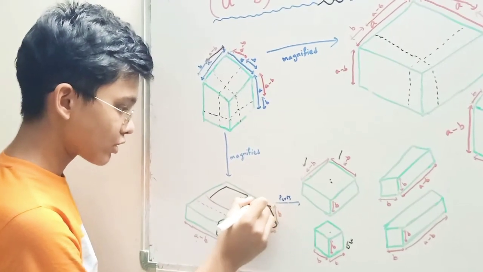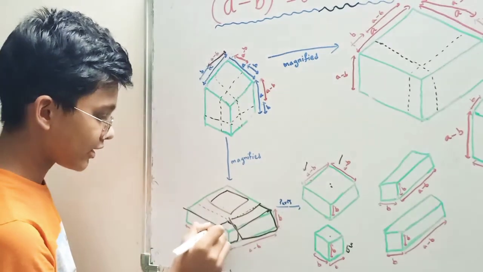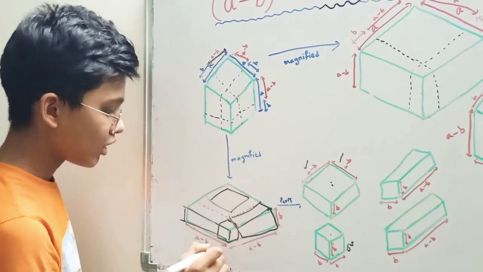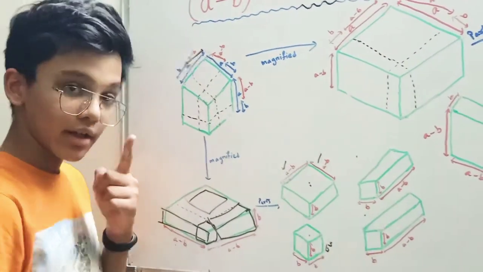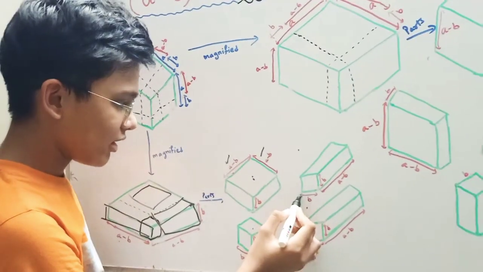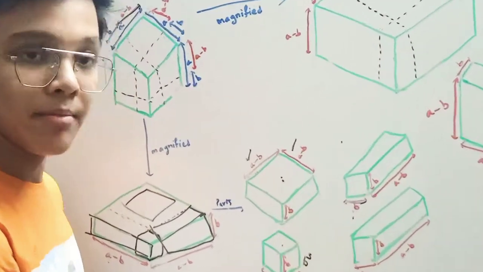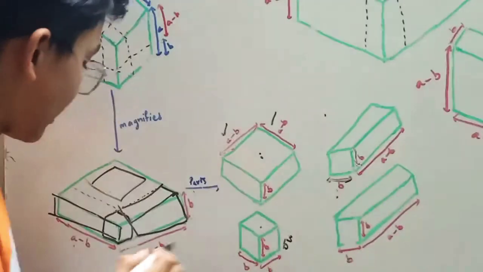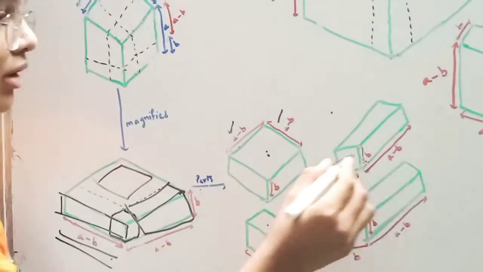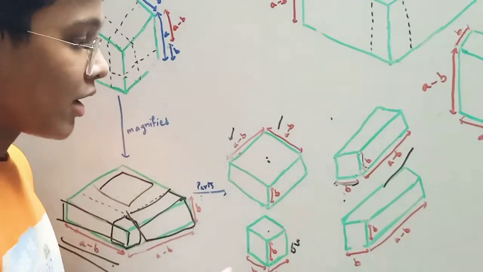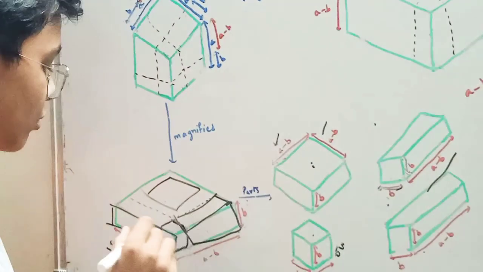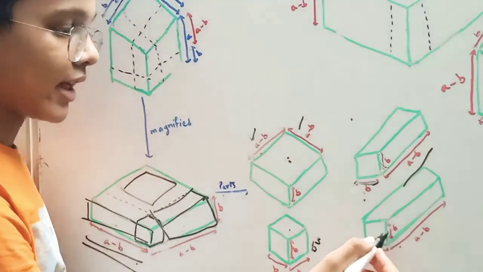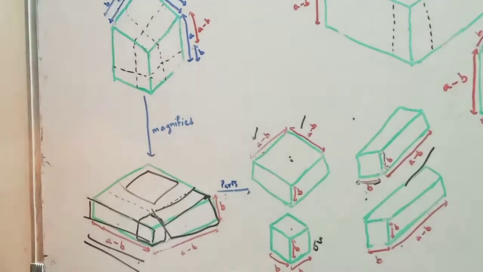Now we also have to represent this and this part. So I have represented it over here. Here this is b, and the height will as always remain b. And this part was a − b, so this is also a − b. Similarly, this and this cuboid are the same, so they will have the same dimensions.